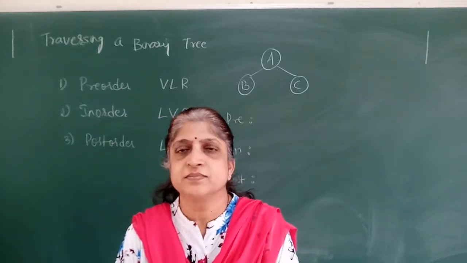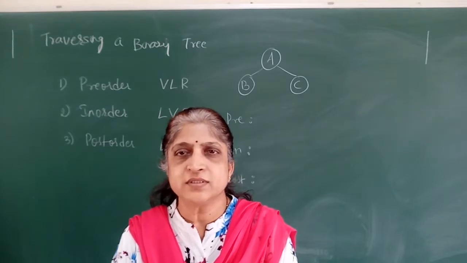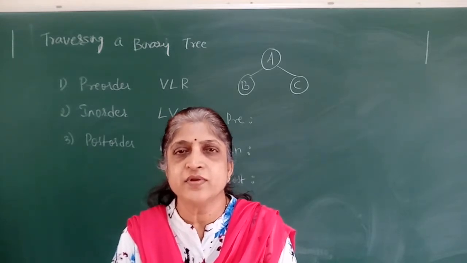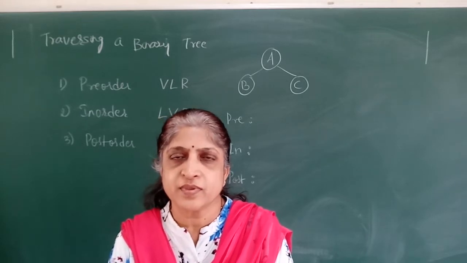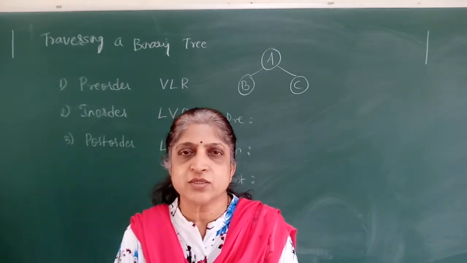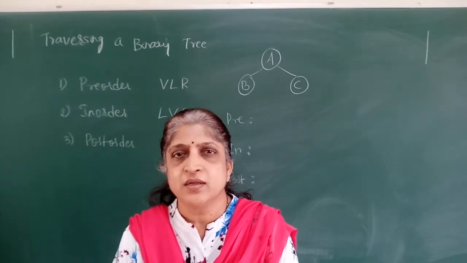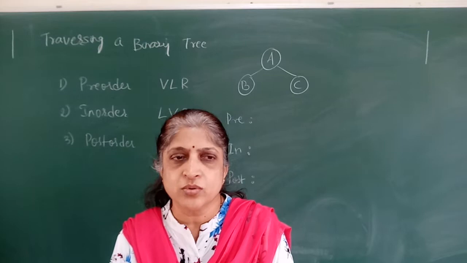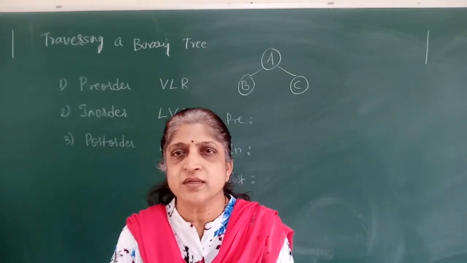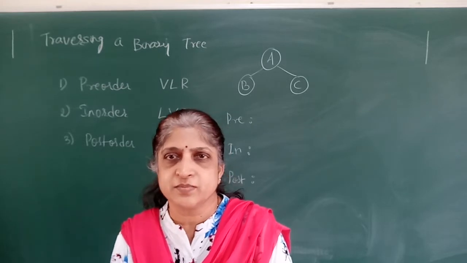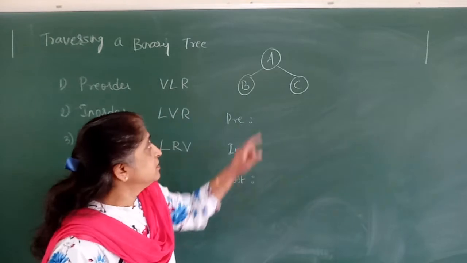Hello students, in this video we'll learn how to traverse a binary tree and we'll also write the functions for traversing the binary tree. A binary tree is a finite set of nodes that may be either empty or it consists of a special node called the root node and two disjoint binary trees called the left subtree and the right subtree. Here I have an example of a binary tree.